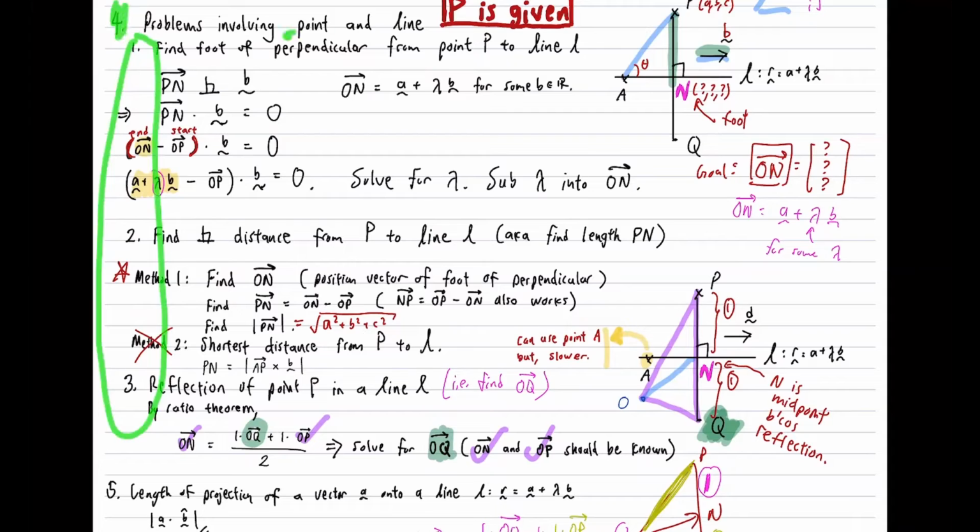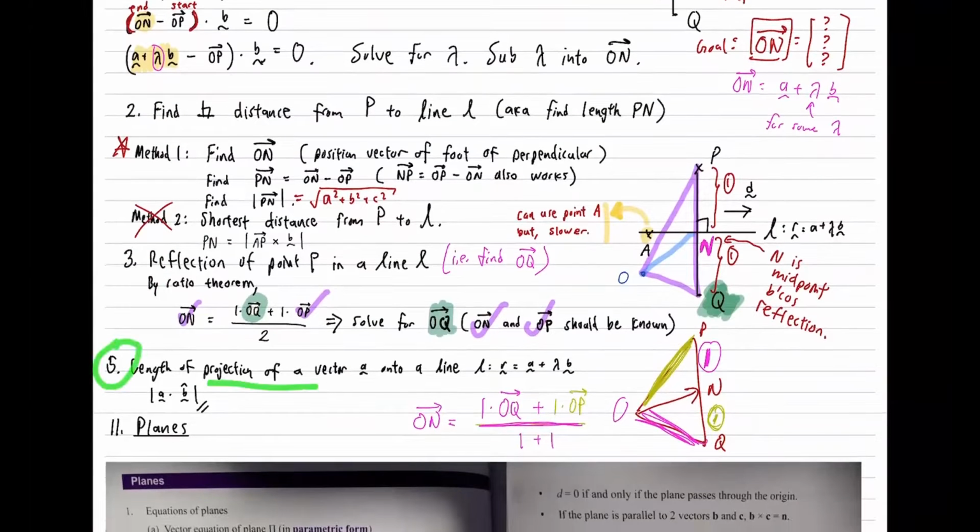Point number 4, problems involving point and a line. Point 1, point 2, point 3. Next one, last one. Finally, find the length of projection of a vector A onto a line.